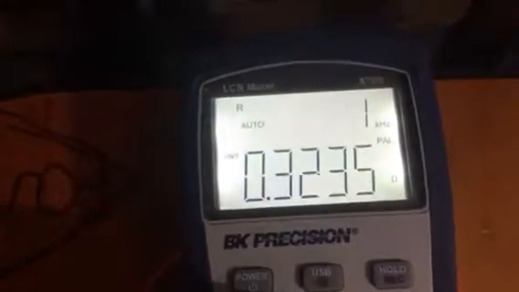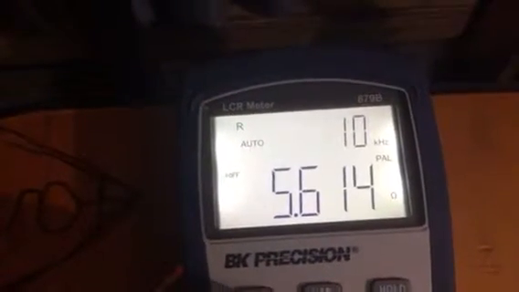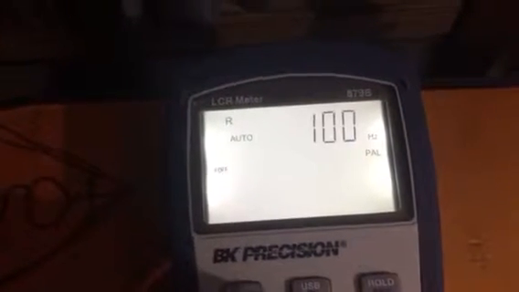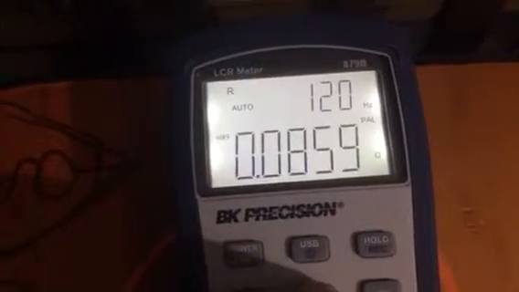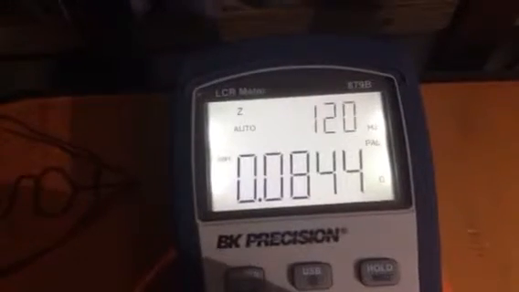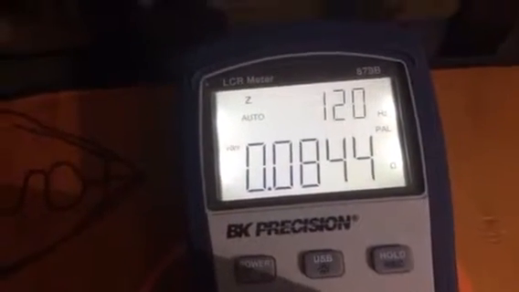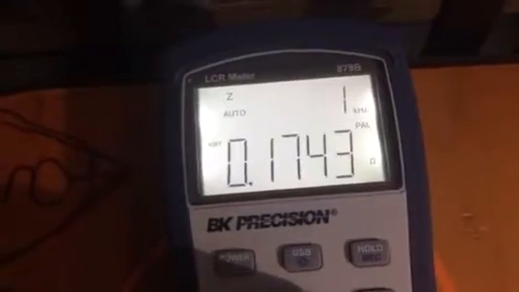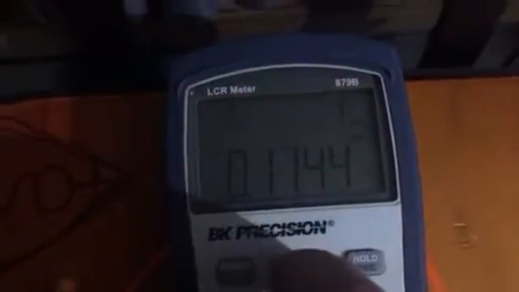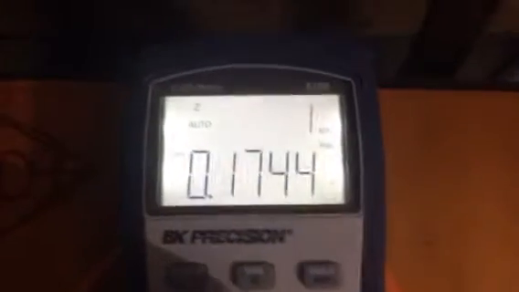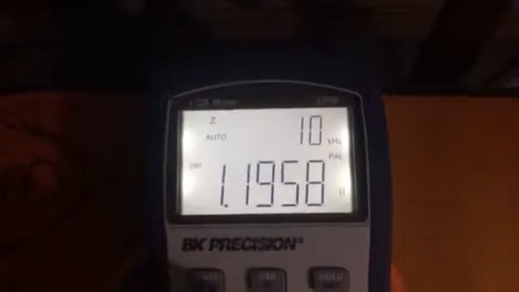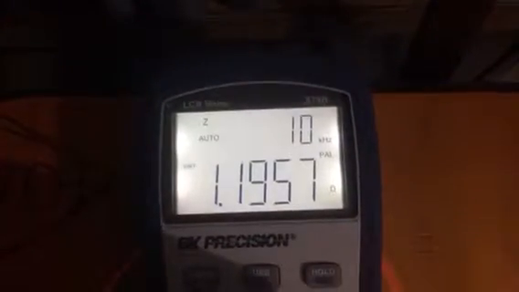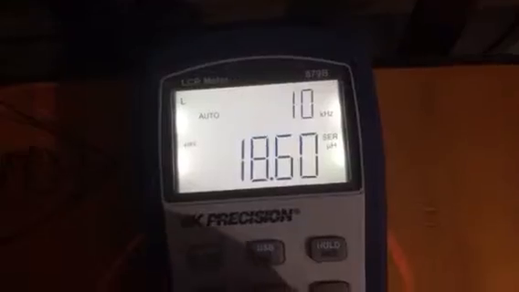So R, I get an R reading of 0.3, and at 10 kilohertz, 5 ohms. At 100 hertz, it's 0.08 ohms. At 120, it's 0.085. Alright, then we'll go into Z, which is impedance, or measurement at frequency. At 120 hertz, 0.084 ohms, 0.1744 ohms at 1 kilohertz, and then at 10 kilohertz, 1.1 ohms. Alright, and then back to L.